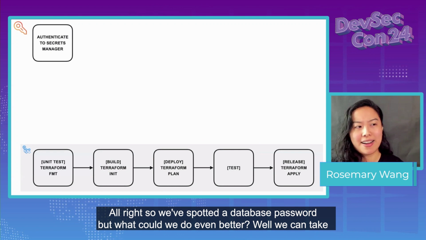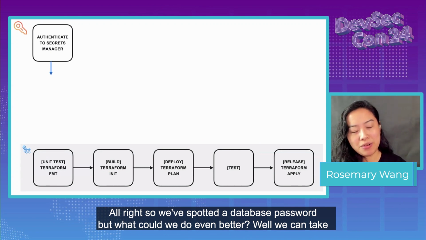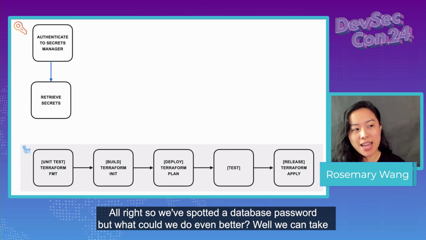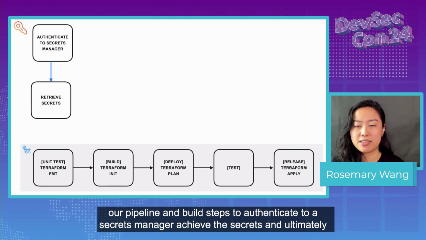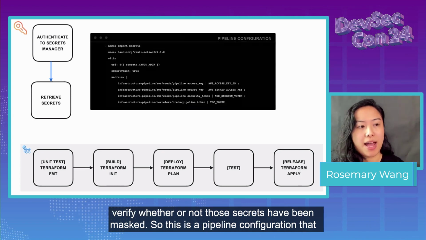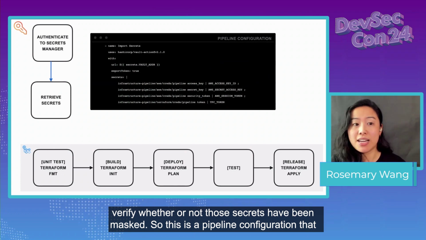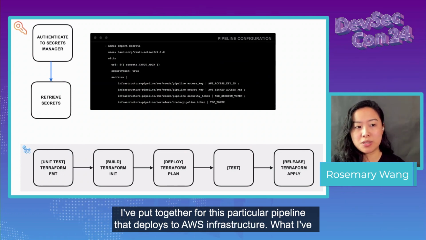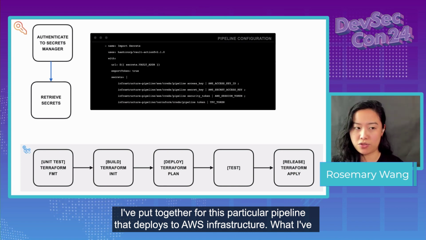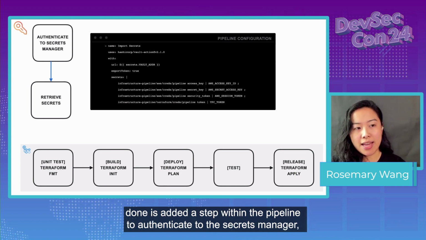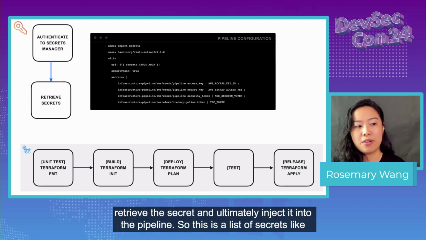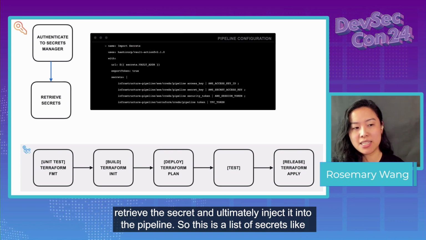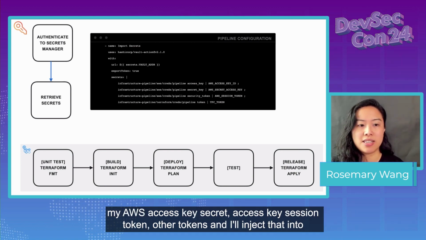All right, so we've spotted a database password, but what could we do even better? Well, we can take our pipeline and build steps to authenticate to a secrets manager, retrieve the secrets, and ultimately verify whether or not those secrets have been masked. So this is a pipeline configuration that I've put together for this particular pipeline that deploys to AWS infrastructure. What I've done is added a step within the pipeline to authenticate to the secrets manager, retrieve the secret, and ultimately inject it into the pipeline. So this is a list of secrets like my AWS access key, secret access key, session token, other tokens, and I'll inject that into the pipeline.